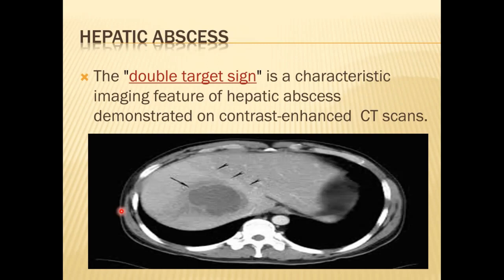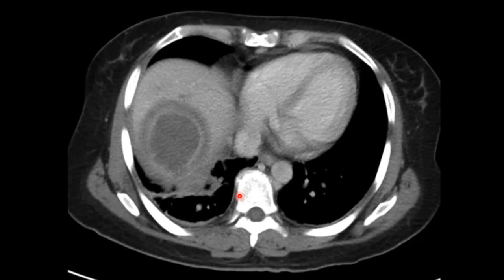The hepatic abscess shows the double target sign. It is a characteristic imaging feature of the hepatic abscess, which is demonstrated on the contrast enhanced CT scan. As we can see, this is a peripheral hypodense rim of the liver parenchyma and an inner hyperdense rim of the abscess wall. This is again a presentation of hepatic abscess with outer hypodense rim of the hepatic parenchyma and inner hyperdense rim of the abscess wall.